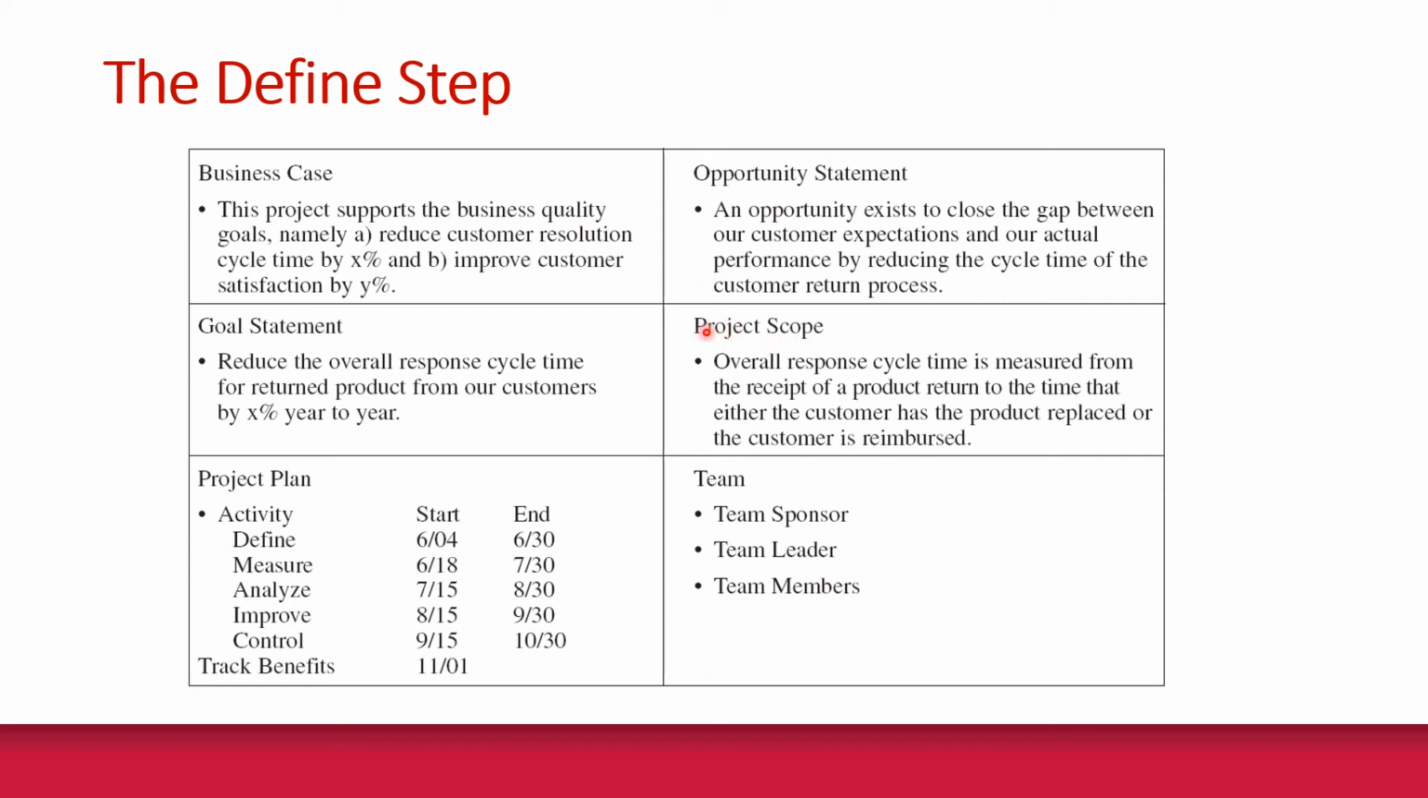We come up with a project scope. The overall response time is measured from the receipt of the product returned to the time that either the customer has the product replaced or the customer is reimbursed. We come up with the list of the members of the team. Who's the team sponsor? Who's the team leader? Who are the individual team members?